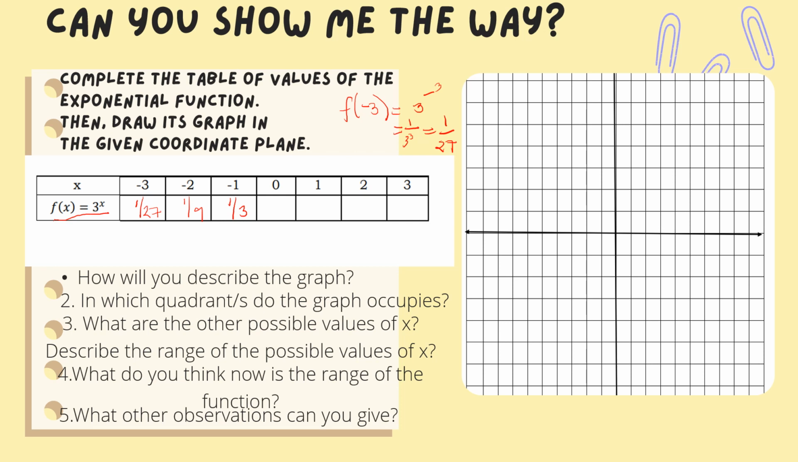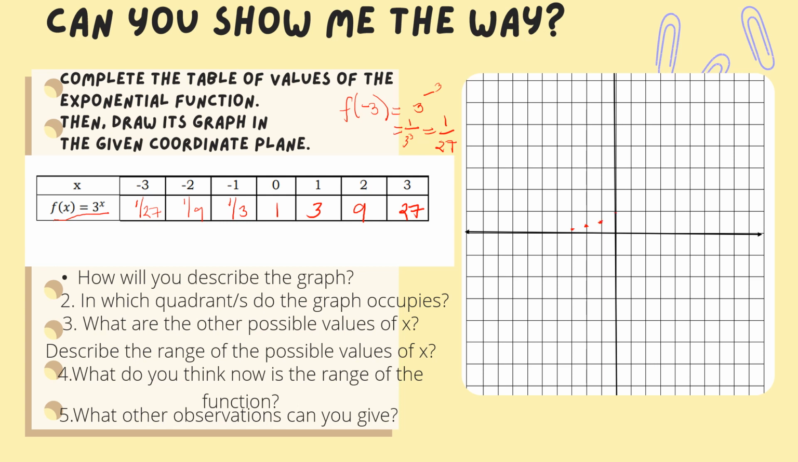3 raised to 0 is 1, 3 raised to 1 is 3, 3 raised to 2 is 9, and 3 raised to 3 is 27. So, we just apply the given values of x to the given function. Now, let us graph. Negative 3 is here, and 1 over 27 is just here. Negative 2 is 1 over 9, so a bit upper. Negative 1 is 1/3.